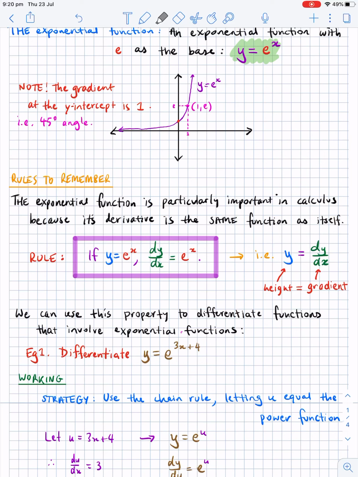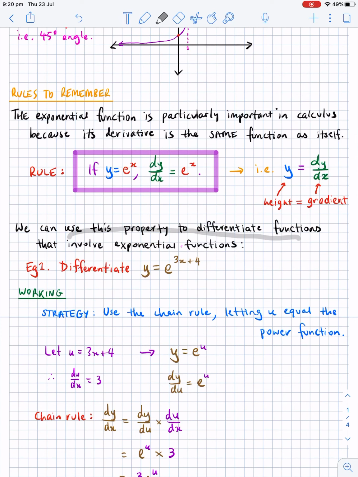So for example, at this point right here, the height is e. The gradient at this point would also be e. Here the gradient is 1 because the height is 1. So up here, 1, 2, 3, 4, 5. If we go to the line there, the gradient at this point would be 5 because that's what the y value is there. Okay, so we can use this property to differentiate functions that involve exponential functions.